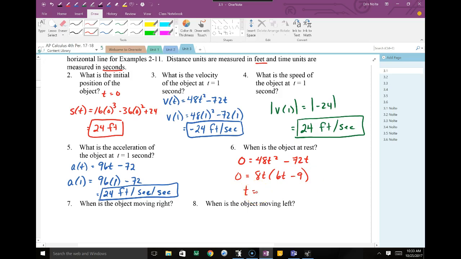Okay, so two positions where the object is at rest. At 0 and at, can I jump to 3/2? Everybody follow that? Now what does that mean in terms of the scenario of this object moving back and forth in front of us?